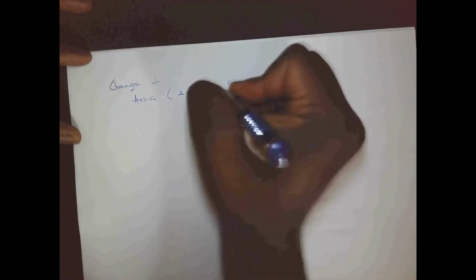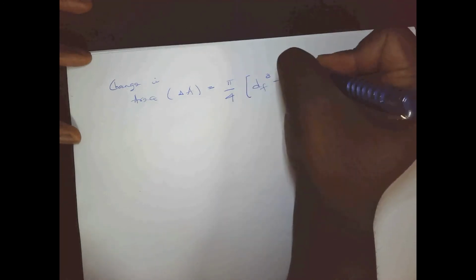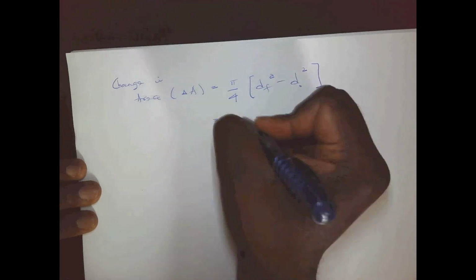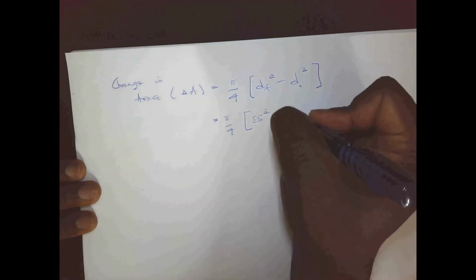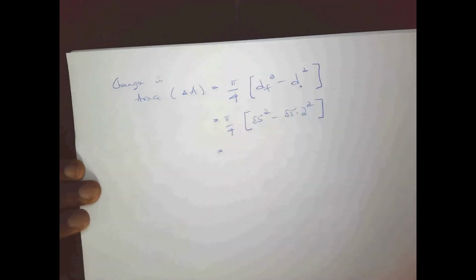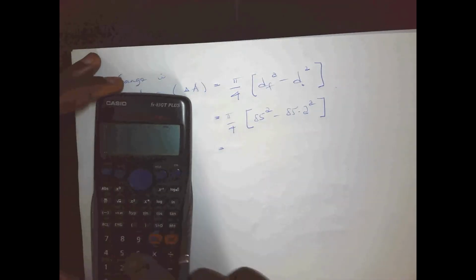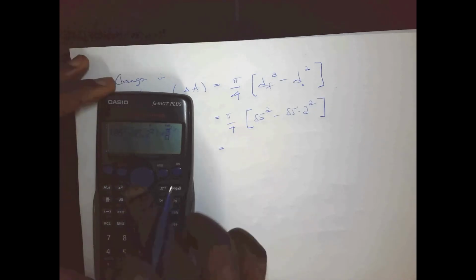Let's call that delta A. We will do pi over 4 times df squared minus d naught squared. Okay. So similar to what we did previously, pi over 4 times df squared, so that will be 85 squared minus 85.2 squared. Okay. So let's bring our handy calculator. So this would be 85 squared minus 85.2 squared times into bracket pi over 4.